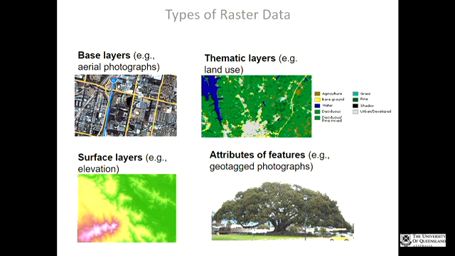Okay. Surface layers. So these are the typical continuously variable surfaces, elevation, temperature, those types of things. And then the other thing we can use raster data for is basically using them to represent attributes of features. So you can get geotagged photographs that have a geographic location, and we can add those as attributes to our vector data layers, for instance. You can do that in ArcGIS. So if you have a photo of your tree that you're representing as a geographic object, you can add that photograph as an attribute. And obviously, the photograph is a raster data set.